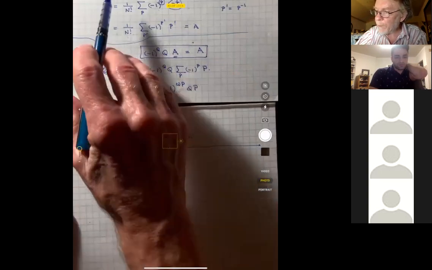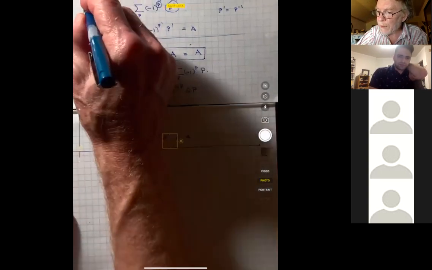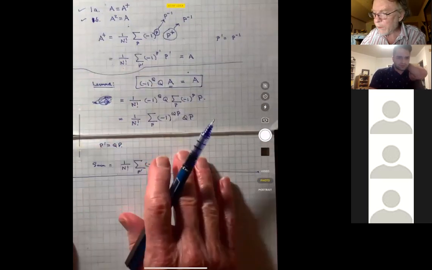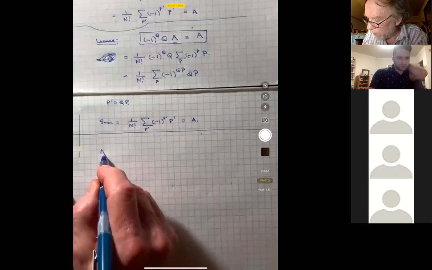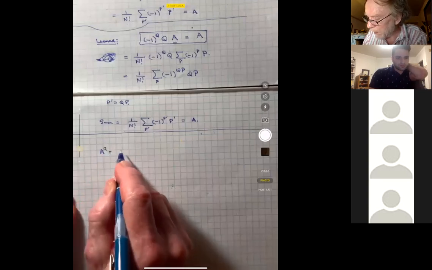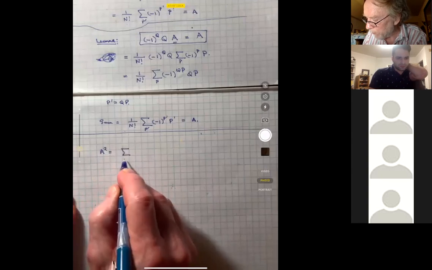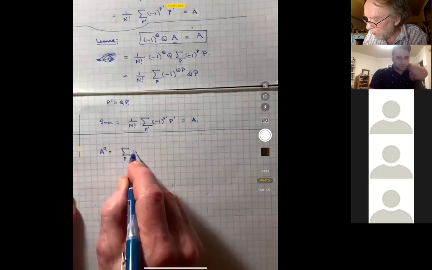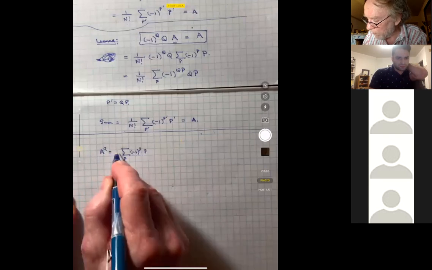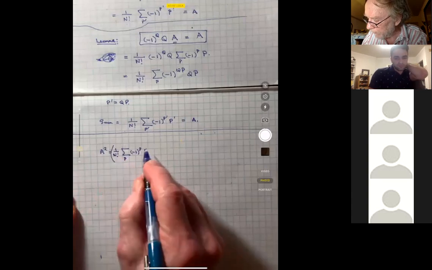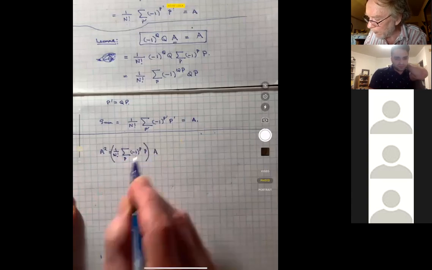Now then finally, I want to prove that A squared is equal to A. That's the second part in showing that A is a projector. Let's do that. So A squared is obviously A times A. Let me write it as the sum on P of minus 1 to the P times P, divided by n factorial. That's the first factor of A. And for the second factor of A, I'll just write A like that.